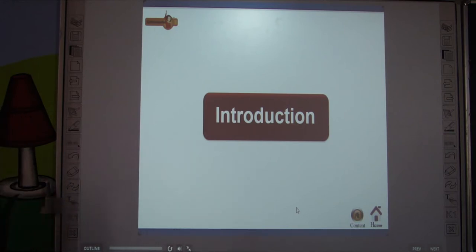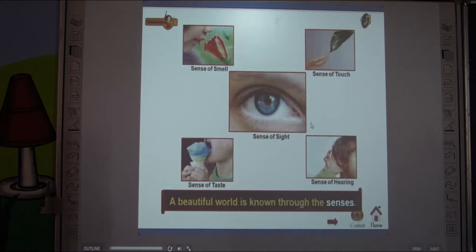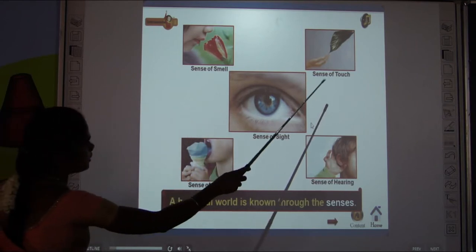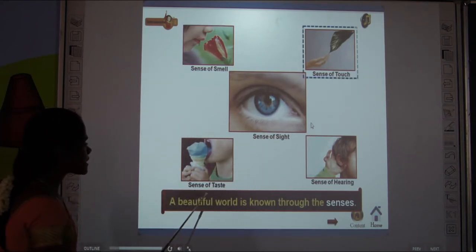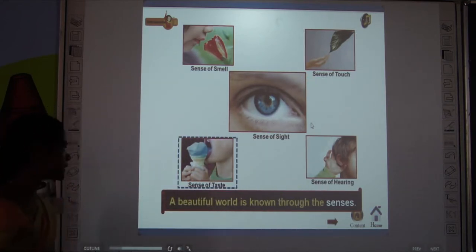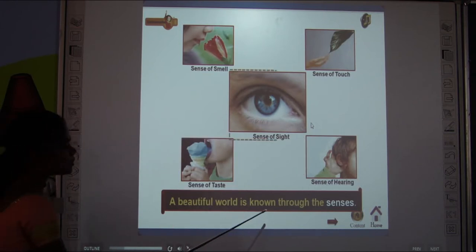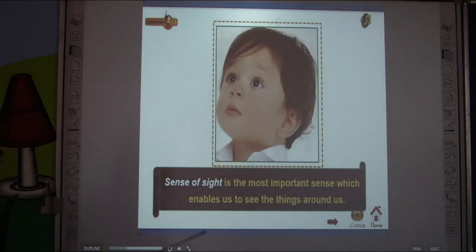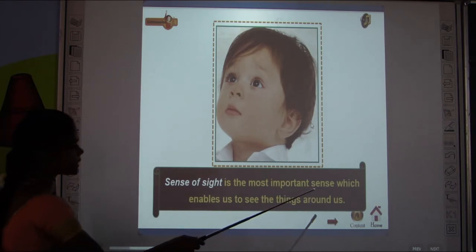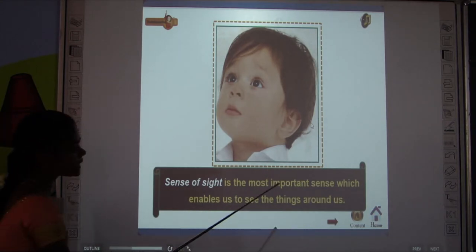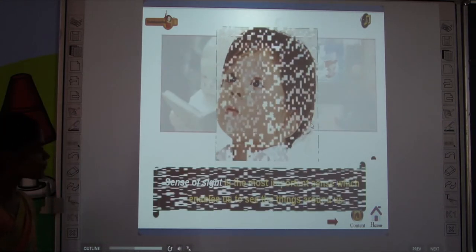Come children. What are the five sense organs? We have five sense organs, no? Sense of smell, sense of touch, sense of sight, sense of taste and sense of hearing. So a beautiful world is known through the senses. Sense of sight is the most important sense which enables us to see the things around us, isn't it?